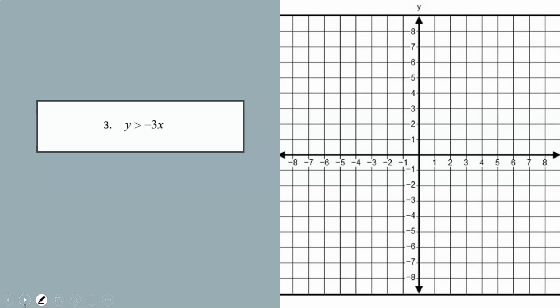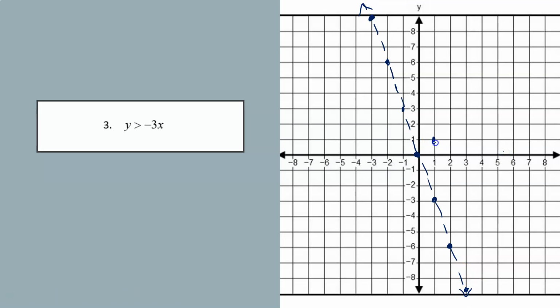All right, let's do this one. I have y is greater than or equal to negative 3x. Let me get my pen back. I'm going to graph that. My y-intercept is 0. And because it's greater than, this is a dashed line. And we can't use 0, 0 here because we go right through it. You can, but I don't want to.